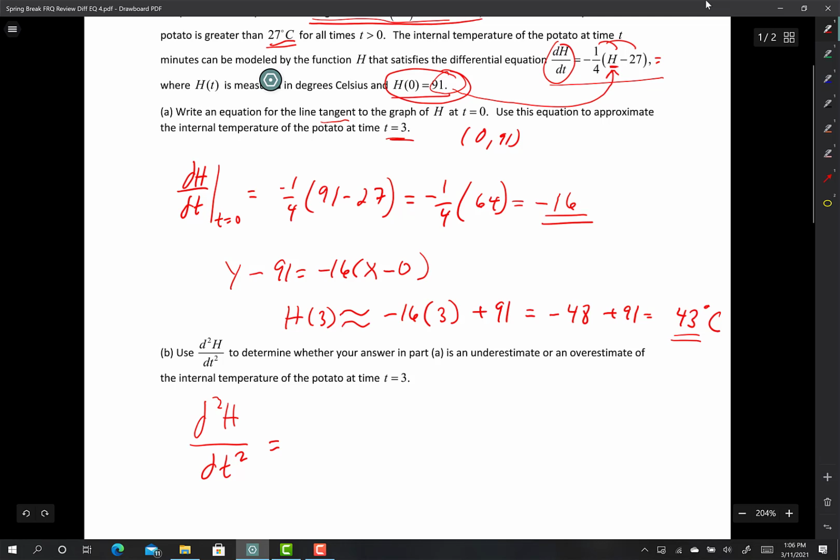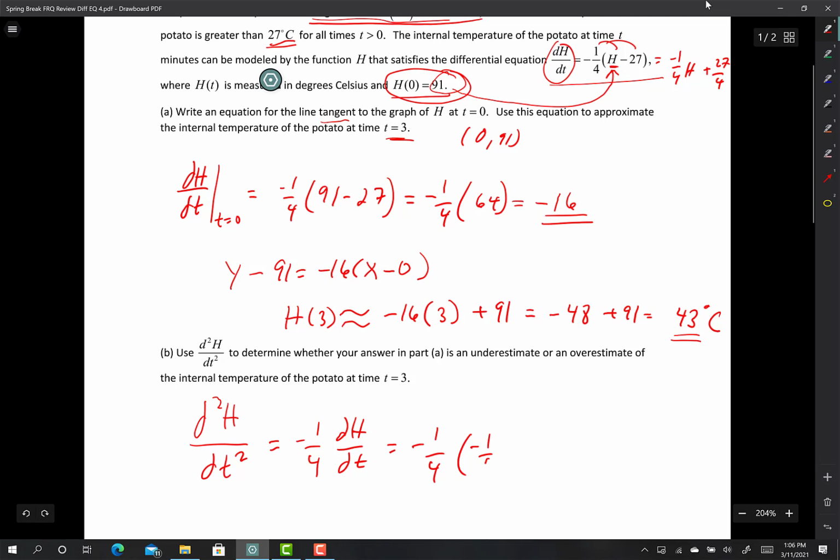If you were to distribute that, which you don't have to, by the way, it would have been negative 1/4 h plus 27 over 4. That 27 over 4 is a constant. I wouldn't worry about it. The derivative of negative 1/4 h is just going to be negative 1/4 dh dt. And I can bring that back in, negative 1/4 parenthesis, and then you put back what dh dt is again.